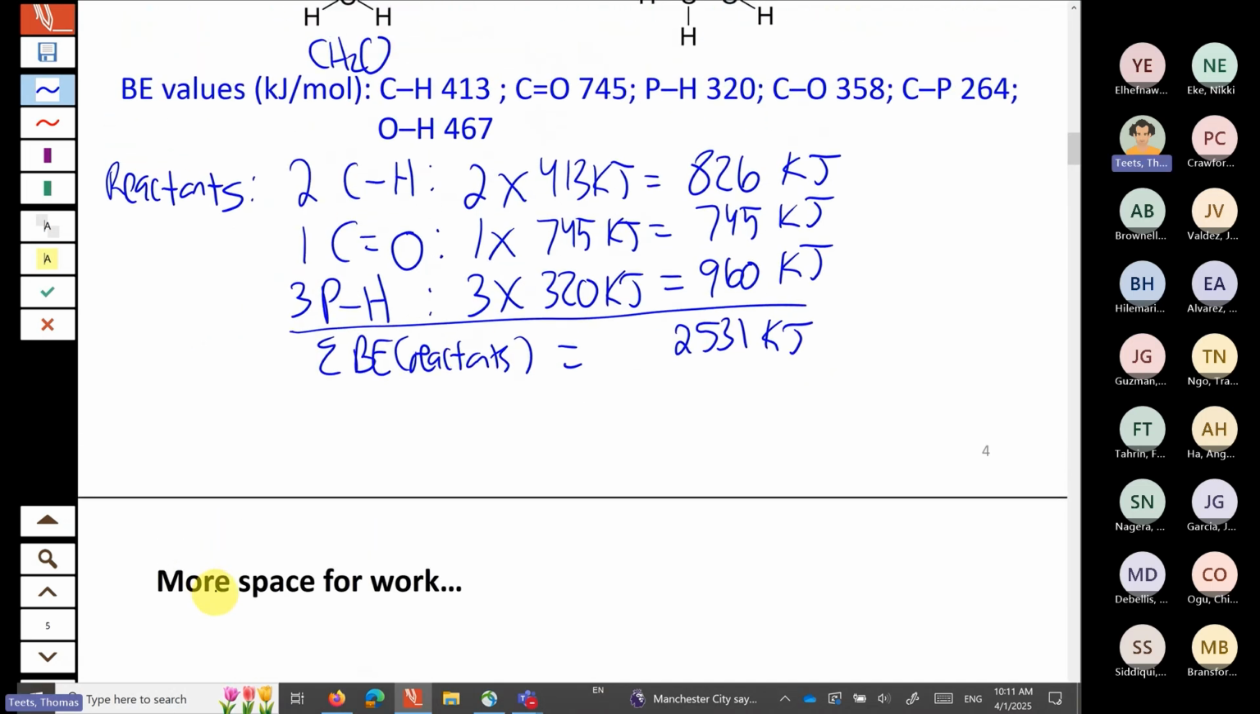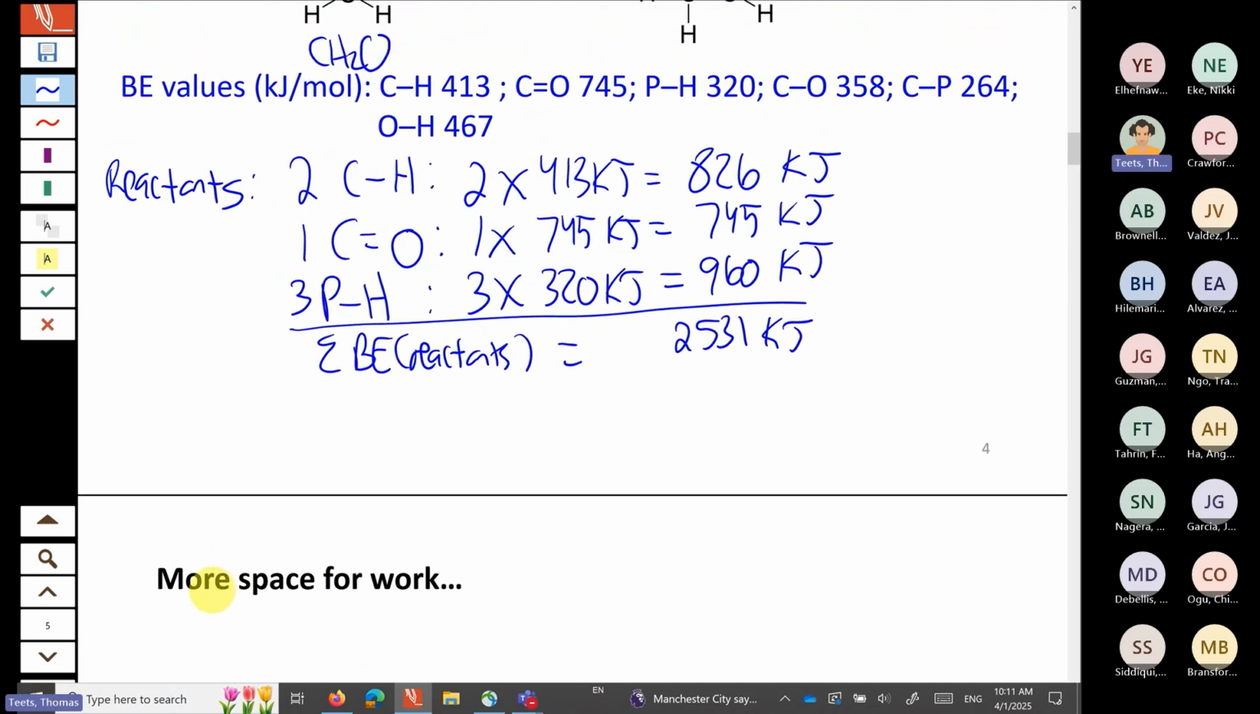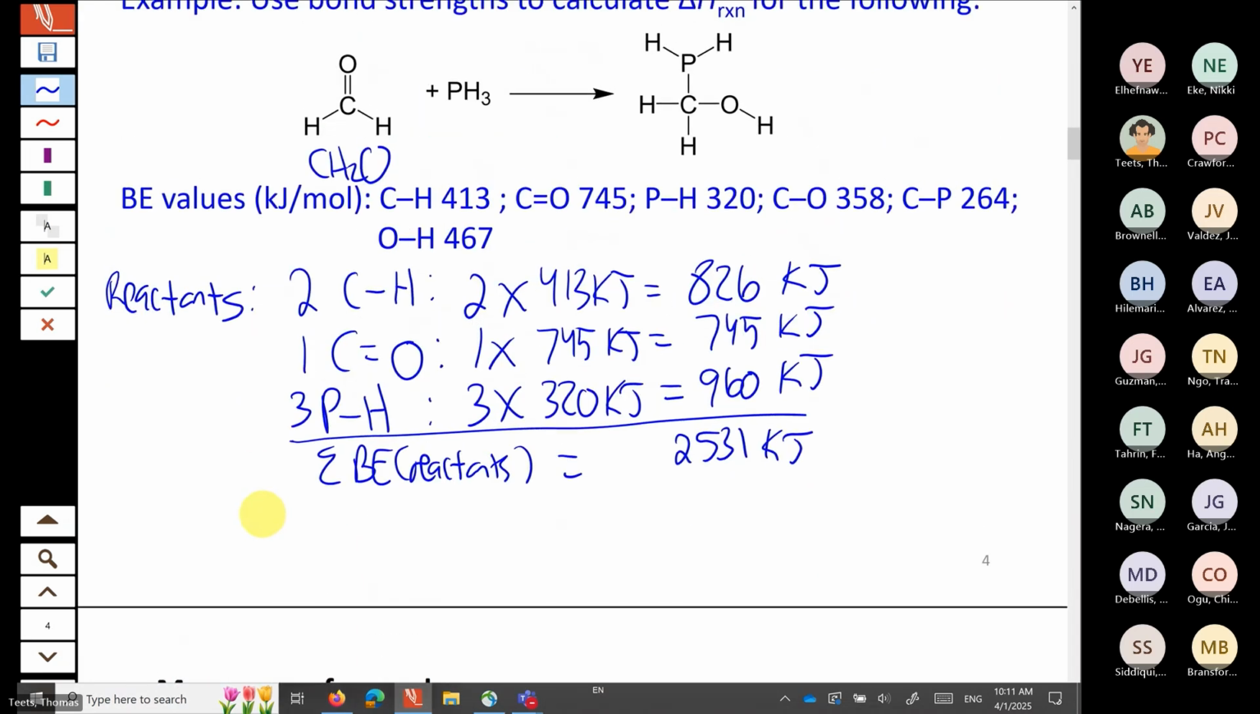All right. So we can do the same thing on the product side. I'll have to flip back to it a little bit, but the product is just one thing, but it has many different bonds in it that we have to all account for. So on the product side, you have still 2 CH bonds.